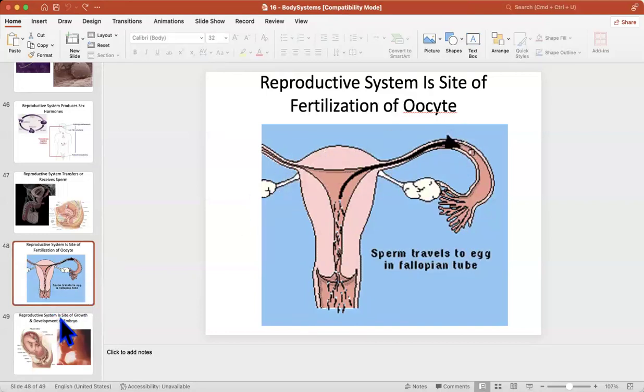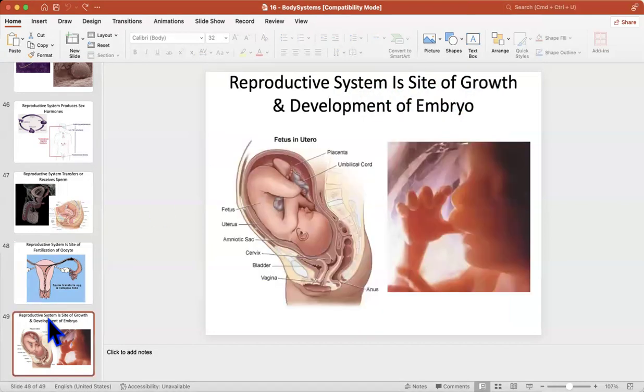So that's the reproductive system function. It provides a site for fertilization of the oocyte. Oocyte is the name for the egg. And also, in mammals, we don't just have the fertilized egg and push the egg out, that's birds. We actually have the embryo develop inside the uterus. So that also provides the site for the embryo to grow and develop. That's the function of the reproductive system.